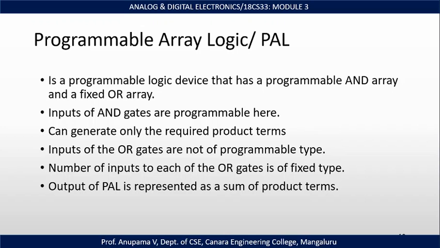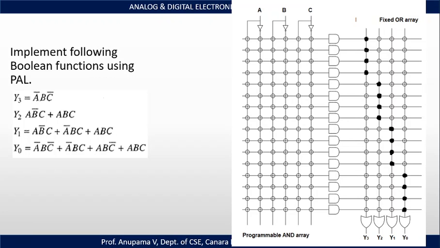After studying an example of programmable array logic, or PAL device, we can say that the inputs of the AND gates are programmable in case of PAL and they can generate only the required product terms. Inputs of the OR gates are not programmable. The number of inputs to each OR gate is fixed. The output of PAL is represented as a sum of product terms. We have studied that PALs can be programmed using a PAL programmer.